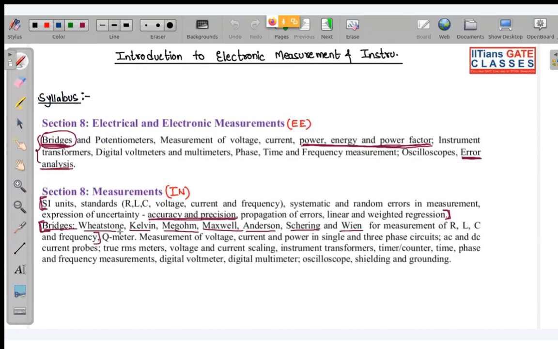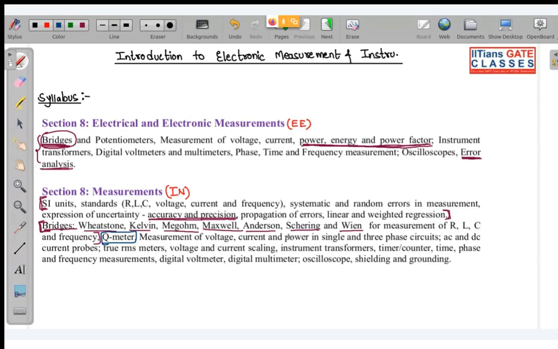Okay, so we were here. Now, one important topic is Q meter. For instrumentation, even for electrical, but especially for instrumentation, there are questions on Q meter. Each year, if they ask a question from measurement, there might be a one mark question from Q meter. So Q meter is very important for instrumentation people.